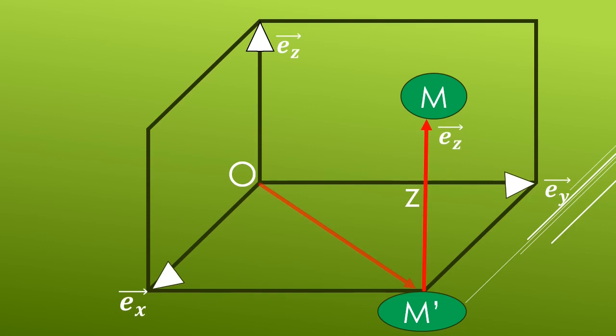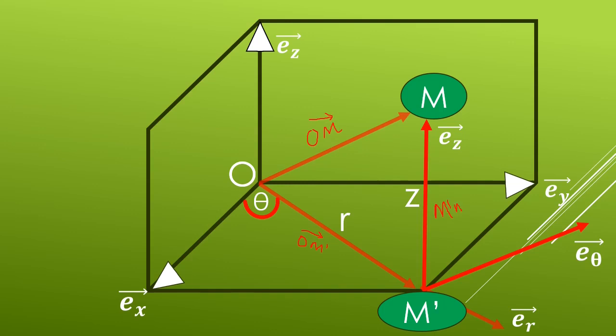The distance from the point O to the point M prime is given by r, while theta is the angle made by r with the positive x-axis. The unit vector along the r direction is given by er, while the unit vector along the direction of increasing theta is given by e theta. This line represents the vector OM, that is the vector from the origin to the point M. This other one represents the vector OM prime, while this other line represents the vector M prime M.